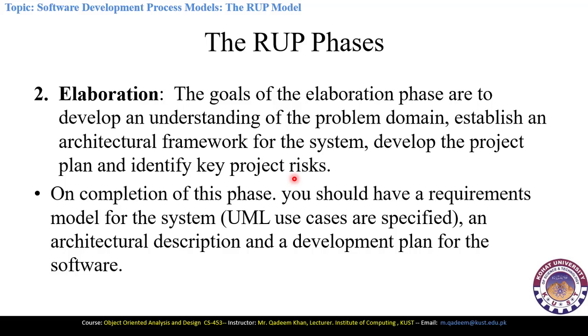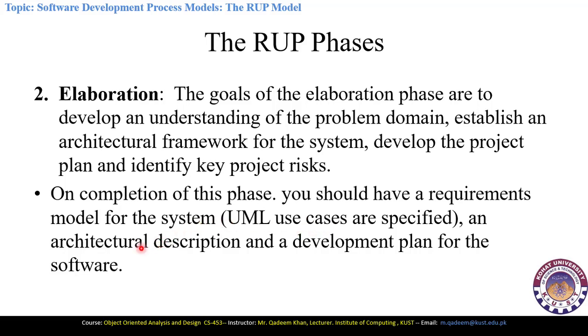After completion of this phase, we have the requirement model of the system. In the requirement model, we have the use case diagrams which help us to specify the problem. The use case diagrams are in fact diagrams where the user interacts with different scenarios of the system, and the scenarios are in fact the functionalities of the system.